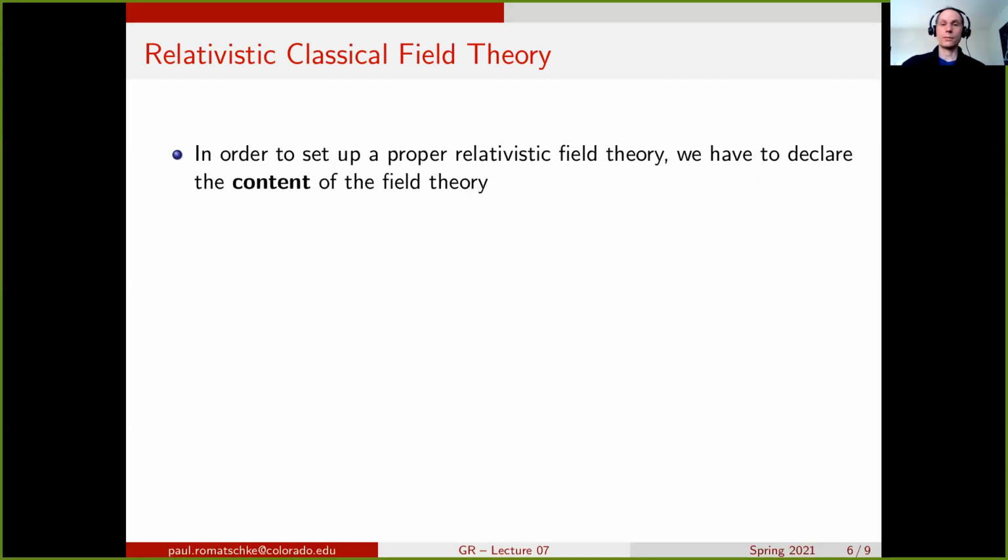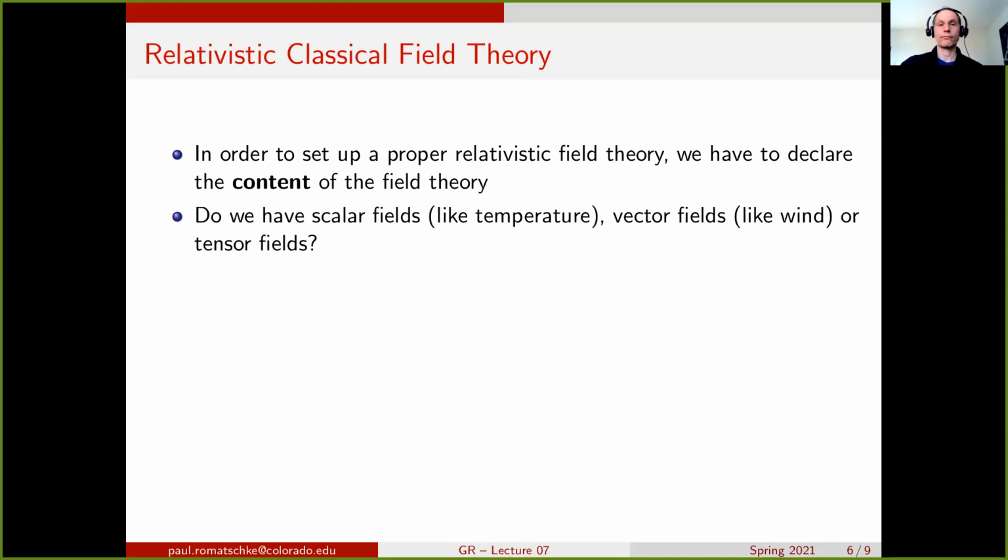In order to set up a proper relativistic field theory, we now need to declare the content of the field theory. So we need to ask ourselves, what do we want to describe? Do we want to describe scalar fields, like the temperature field, or vector fields, like the wind field, or maybe even tensor fields?